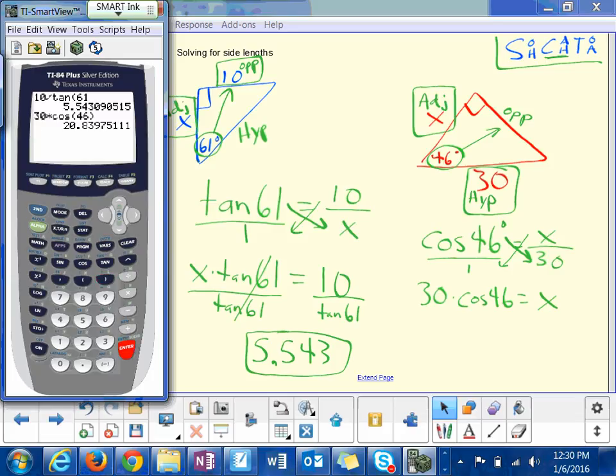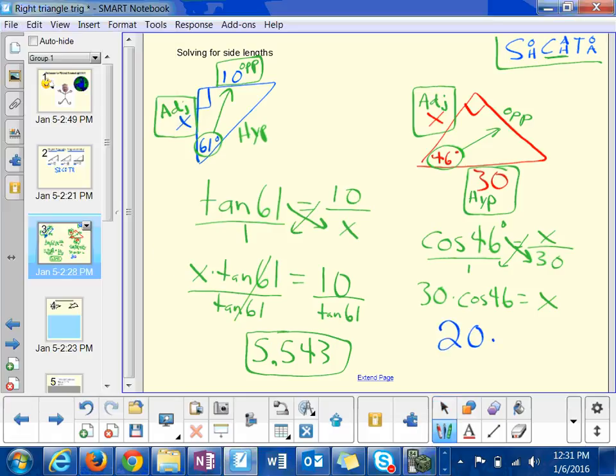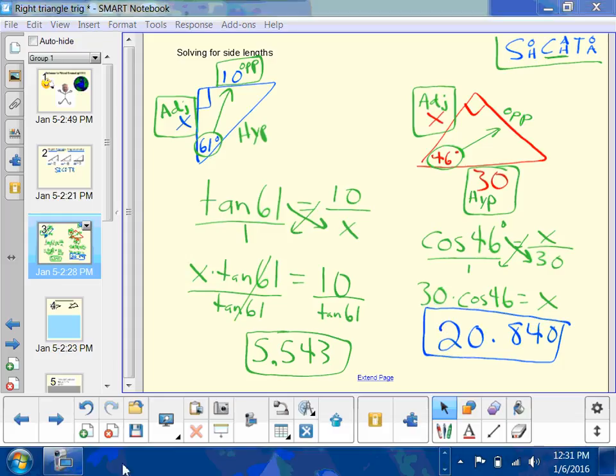Okay? Now, one thing, be careful. Rounding, rounding, rounding. If I'm going to the nearest thousandth again, that's 3 decimals in, but notice the 4th decimal is a 7. In other words, the 10,000th place. That 7 bumps the 9 up to 10, basically, which bumps that 3 up to a 4. So rounded to the nearest thousandth, this is going to be 20.840. All right. And that, my friends, is some right triangle trig solving for side lengths.